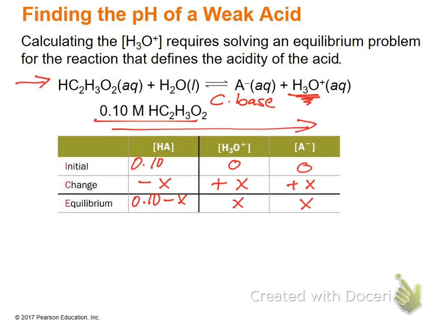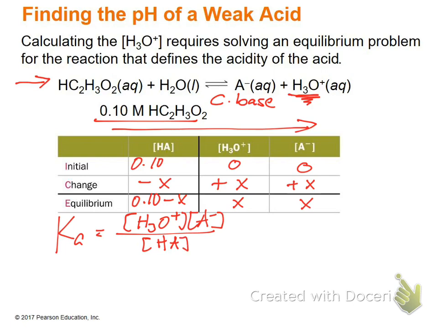All right, and then you set up your Ka expression. Normally, whenever you're finding the pH of a weak acid, you'll be given the value of Ka. That's one of the requirements. In order to find the pH of a weak acid, you have to be given at least two pieces of information. It could be the concentration of the acid and the Ka. The Ka expression for this is the concentration of the products, H3O+ at equilibrium, times the concentration of the conjugate base, divided by the acid itself.